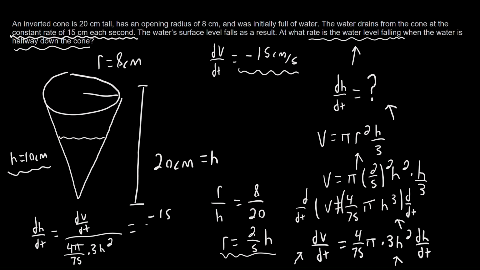So now let's plug it in. Negative 15 over 4 pi over 75 times 3 times 10 squared. And if you plug that all in, you'll get negative 0.298. And looking at this expression, we could see the units will be centimeters per second.